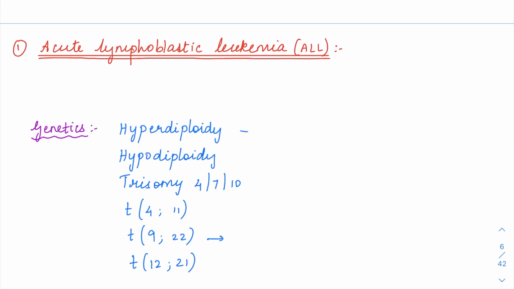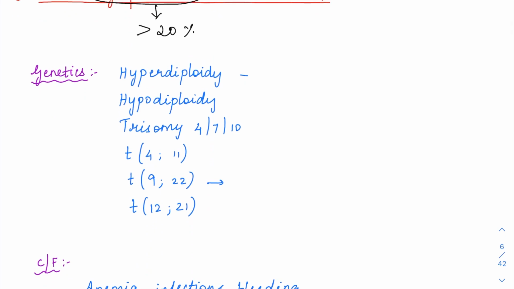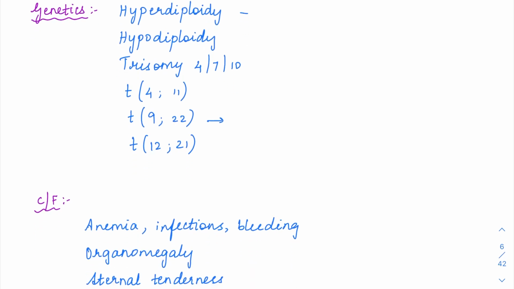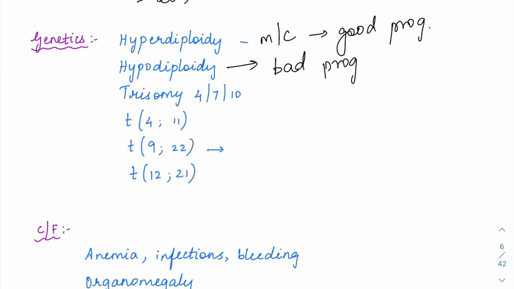So let's start with the first type of acute leukemia, which is acute lymphoblastic leukemia. As the name suggests, there are going to be lymphoblasts, and these lymphoblasts are going to be more than 20%. The genetics involved in ALL is going to be hyperdiploidy, hypodiploidy, trisomy 4, 7 and 10. Apart from that, we have various translocations, especially translocation 4;11, 12;21 and 9;22. In this, hyperdiploidy is going to be most common and it has a good prognosis, while hypodiploidy is going to be associated with bad prognosis.